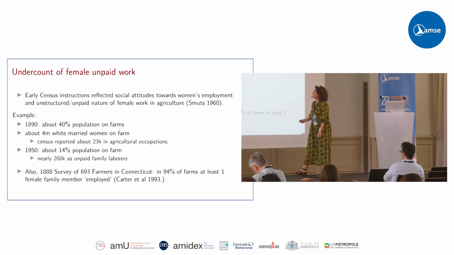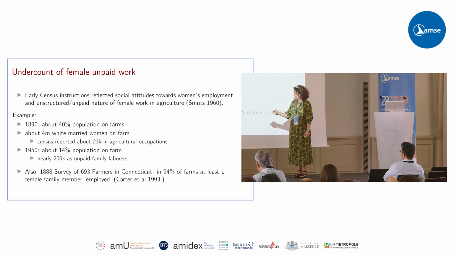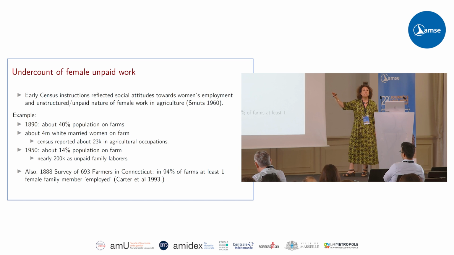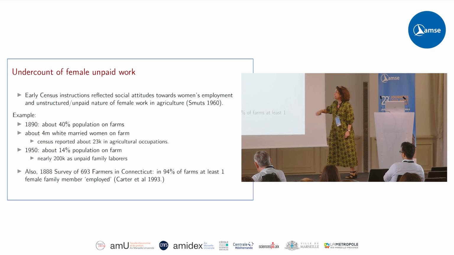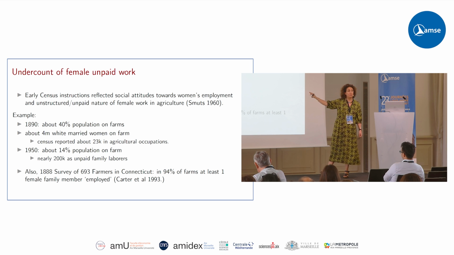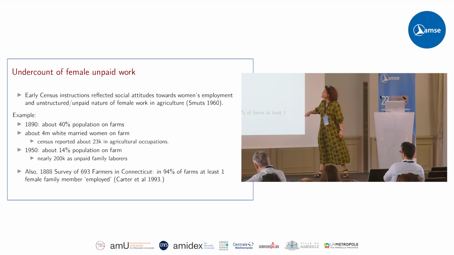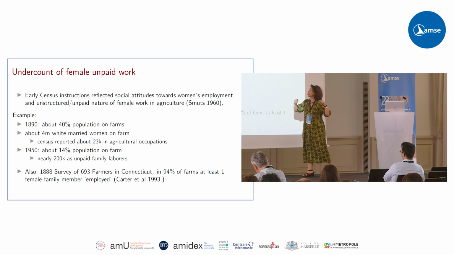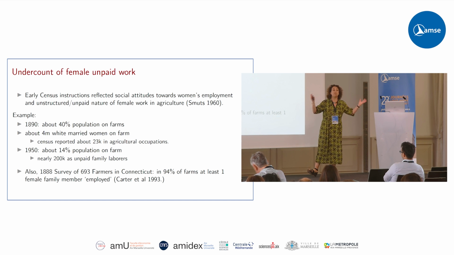So, to give you a very simple example, in 1890 in the US, about 40% of the population lived on farms. Nearly half of the population was on the farm. And on the farms, there were about 4 million white married women. So 4 million white married women living on farms. Only 23,000 were enumerated into agricultural occupations. So what was everyone else doing?